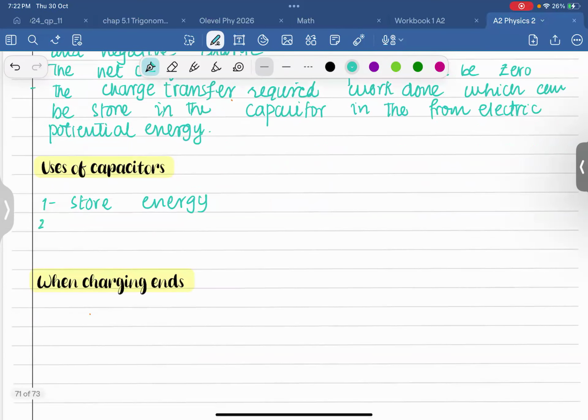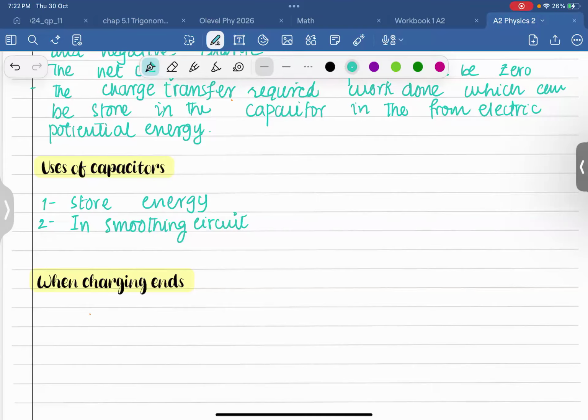The second use is to use in the smoothing circuit. Now, don't worry about this smoothing circuit. This is going to come in chapter 7, I think, alternating current. I'll be explaining the concept of smoothing and the component used for the smoothing. Basically the capacitor is going to be in that circuit, right? But you just need to remember the point for now.